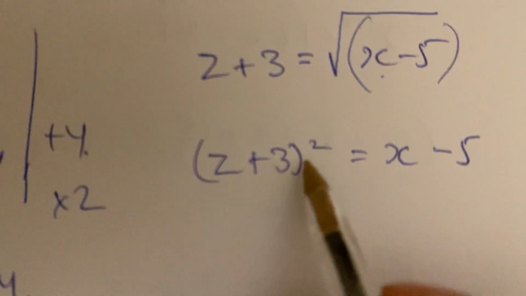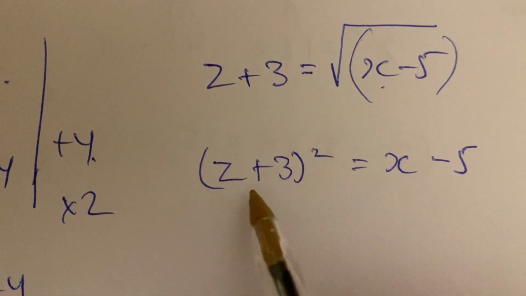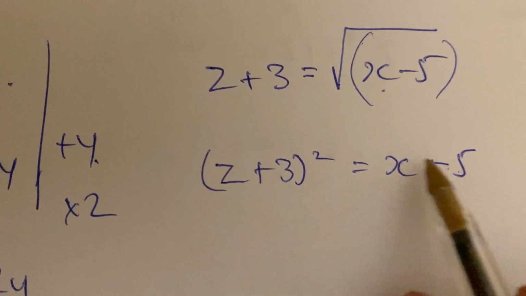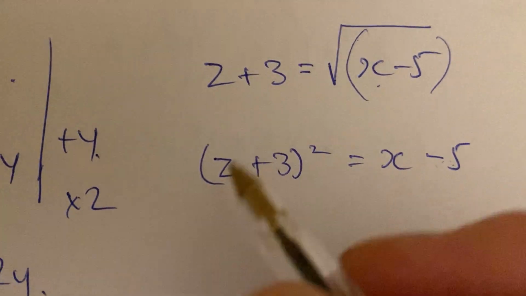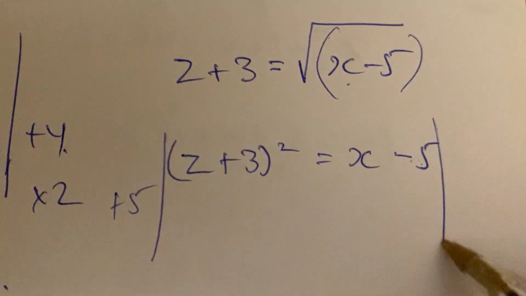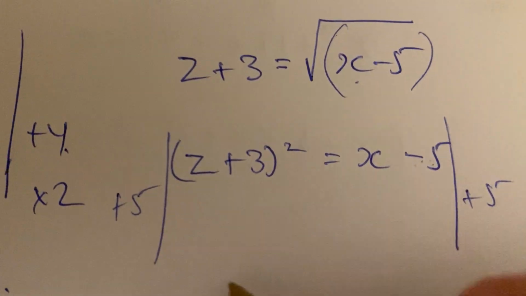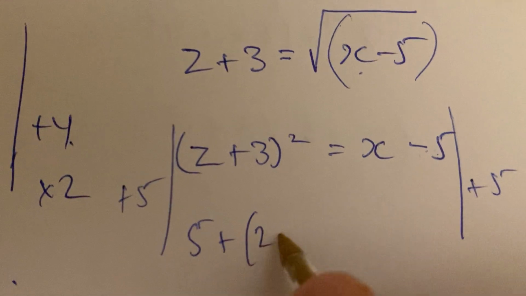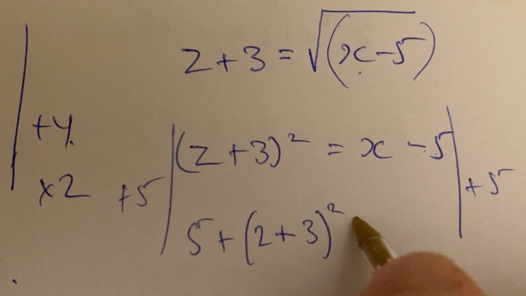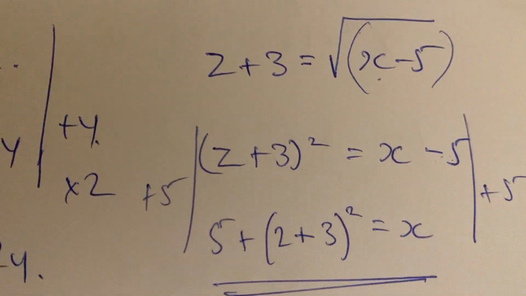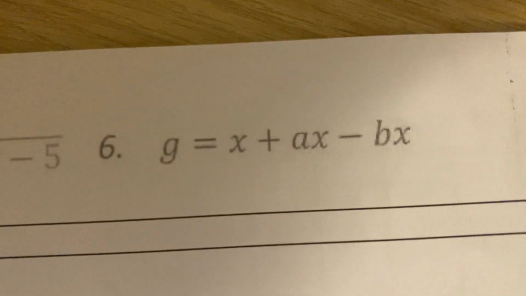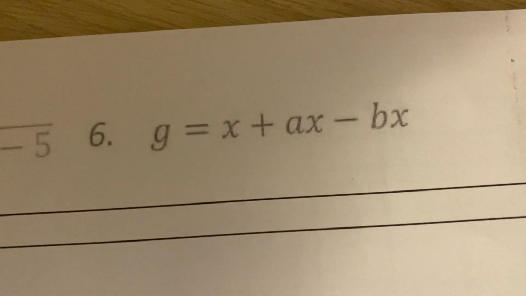Okay? That's how I'm going to leave it. I'm not going to try and multiply it out. That's perfectly sufficient. There's no other x's in here. And now I'm literally going to add 5 to both sides to get rid of that. So this side becomes 5 plus bracket z plus 3 squared equals x. And there you go.